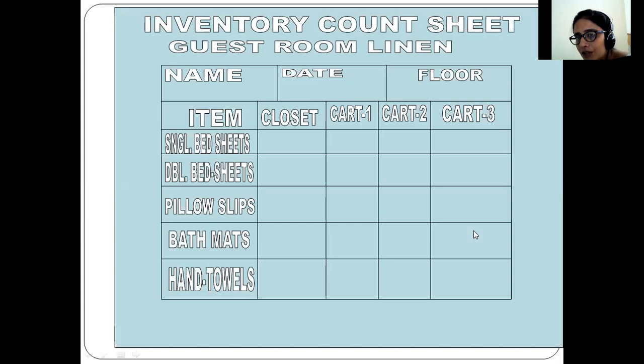In the inventory count sheet for guest room linen, we can write down name, date, floor, item, single, double room, double bed sheets, pillow slips, bath mats, hand towels. Suppose cart number one, this is the trolley, right? For cart number one, how many single sheets are placed? Cart two, cart three, accordingly we can write here.